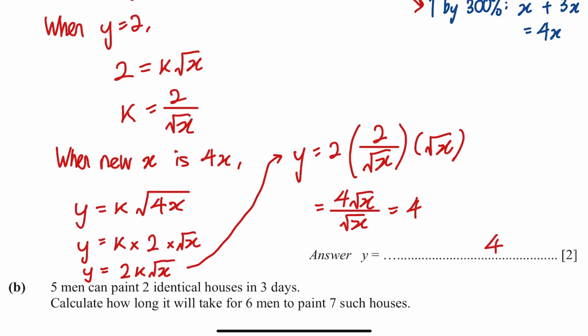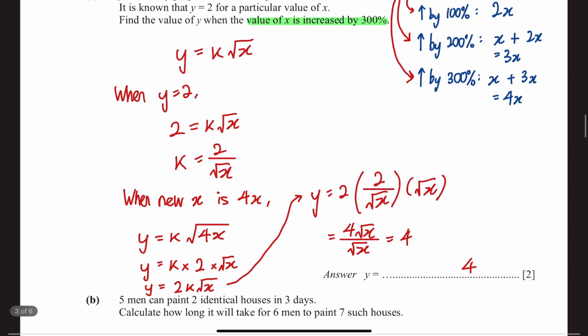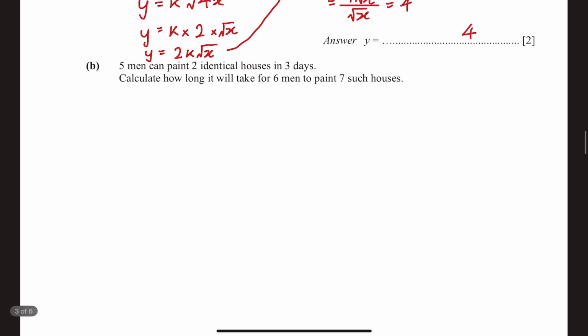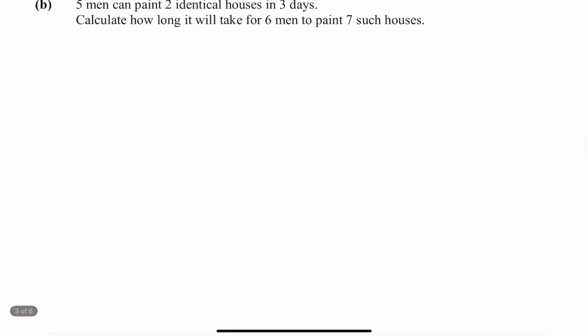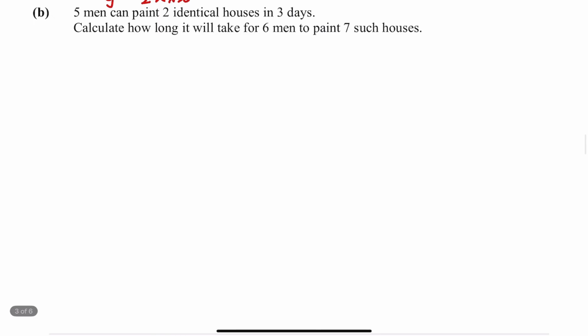This is slightly trickier and harder, so take your time to slowly digest what this question is asking you to find. Alright, let's now look at question 2b. 5 men can paint 2 identical houses in 3 days. How long will it take for 6 men to paint 7 of such houses?